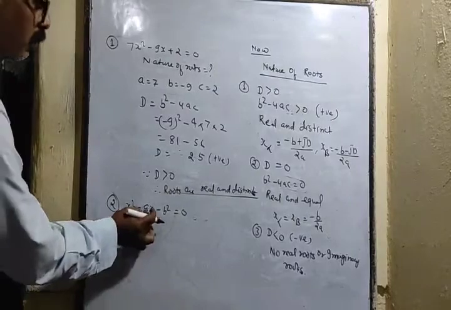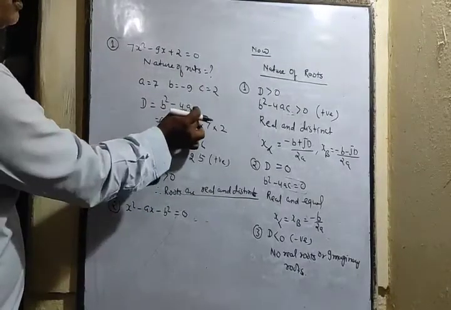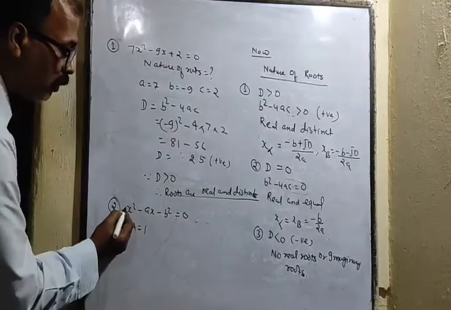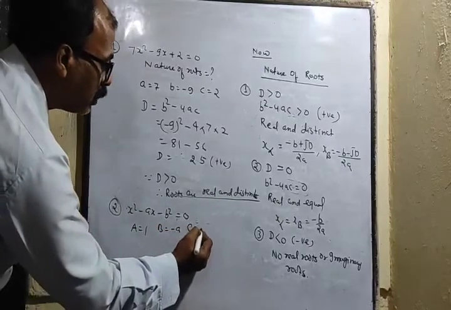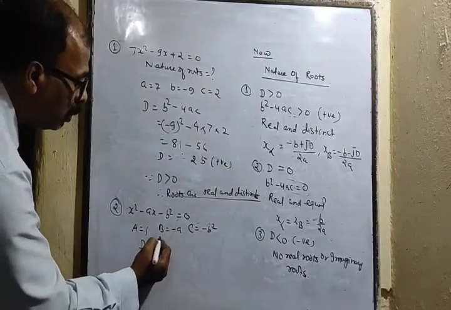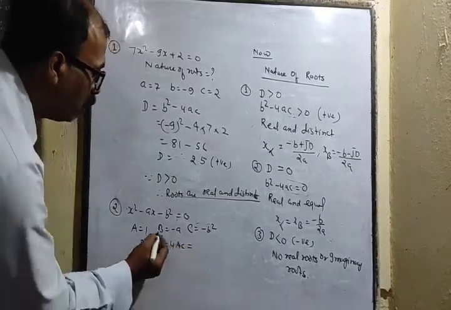So here since small a and b is used, and D also has b square and a and c. So here what we'll consider, a is equal to 1, coefficient of x, b is equal to minus a, and capital C is equal to minus b square. And here we will try to find out the value of D, which is b square minus 4ac.